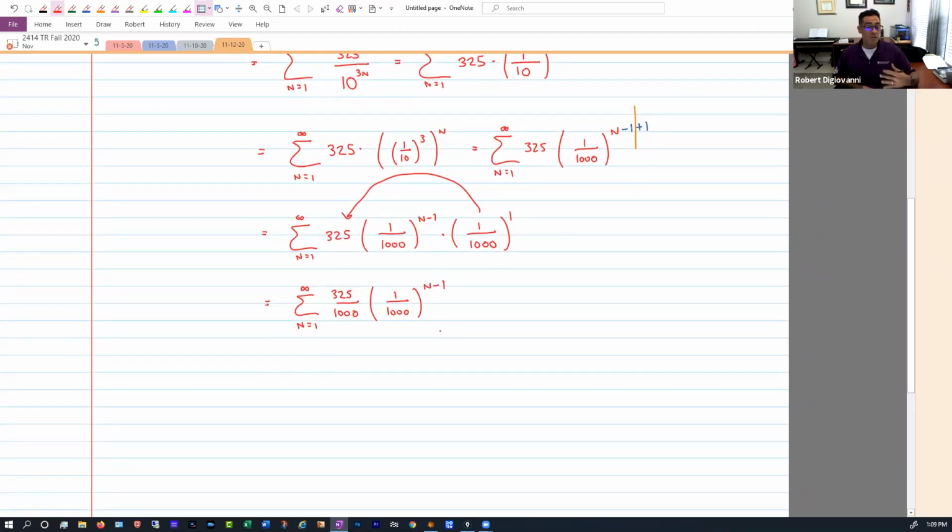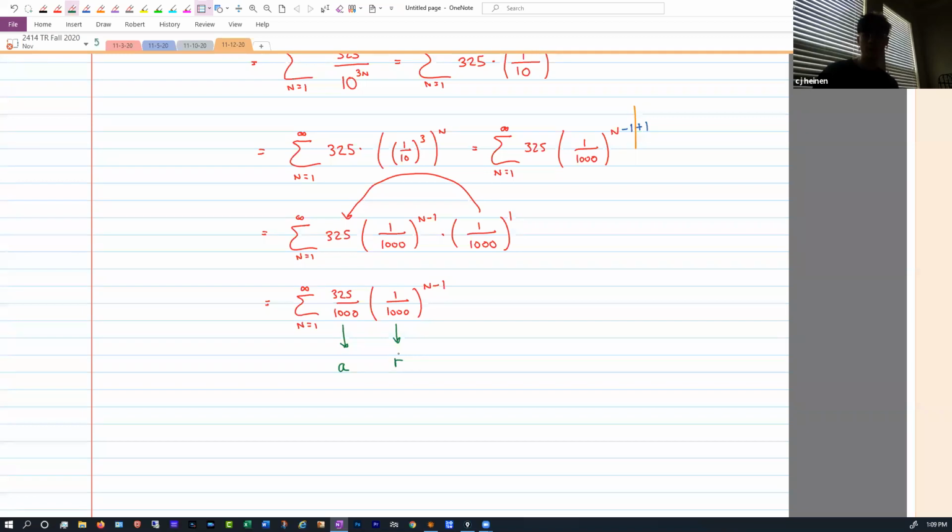So there's a lot of algebraic manipulation here. But we know now what A is, right? A is that number. And R is that number. And what is the thing we check again for geometric series to tell if it diverges or converges? What are we looking at? The absolute value of R is less than 1, right? Which it is, right? 1/1000th is definitely less than 1. So I know this converges.